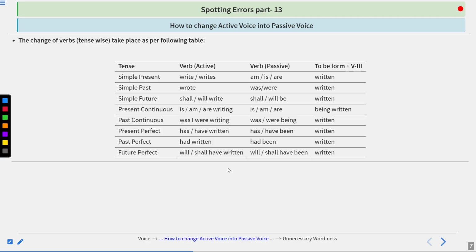Simple past, wrote, becomes was or were written. Simple future, shall or will write, becomes shall be or will be written. Present continuous, is, am, or are writing, will be changed into is, am, or are being written. Past continuous, was or were writing, will be changed into was or were being written. Present perfect, has or have written, will be changed into has or have been written. Past perfect, had written, will be changed into had been written. Future perfect, will or shall have written, will be changed into will or shall have been written.